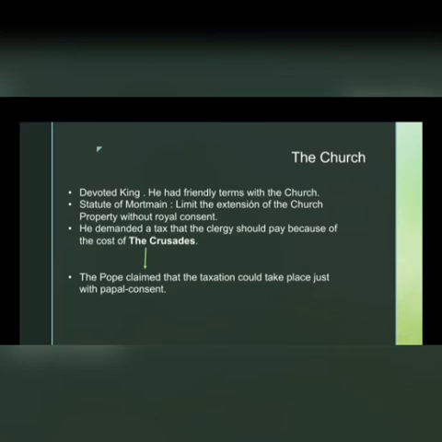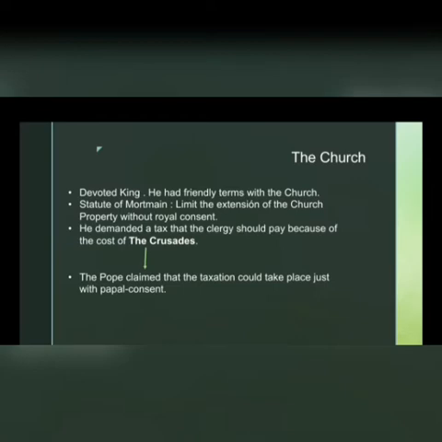What was that about? It was a limit to the extension of the church property without royal consent. So the church couldn't have many lands without the royal consent, of course. Lands and properties.